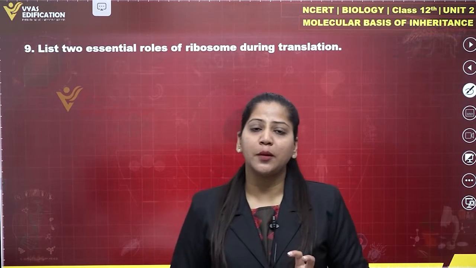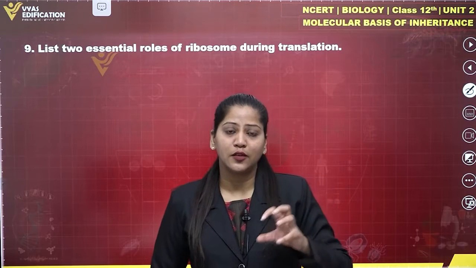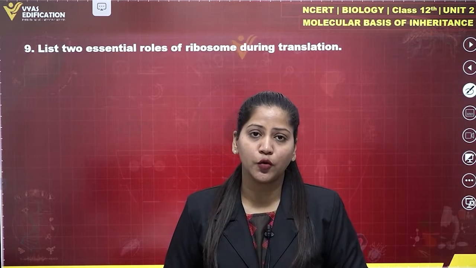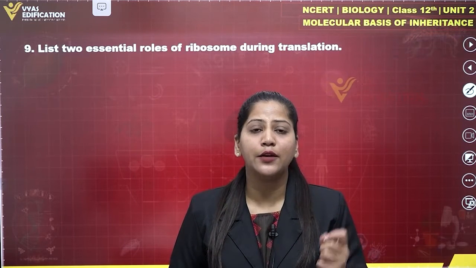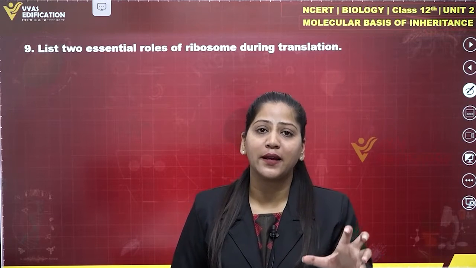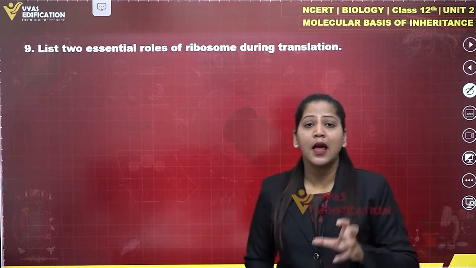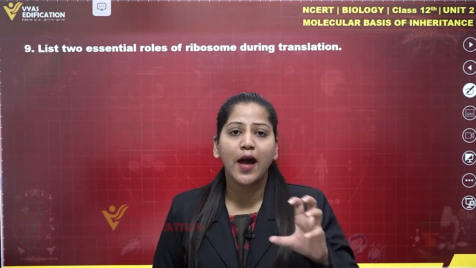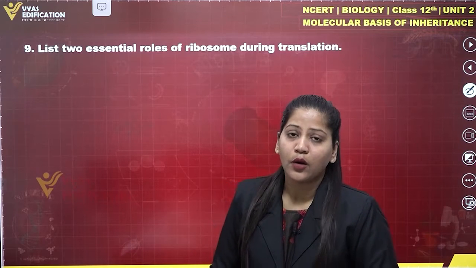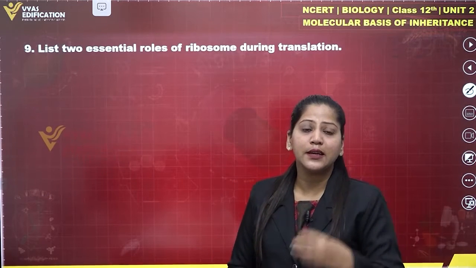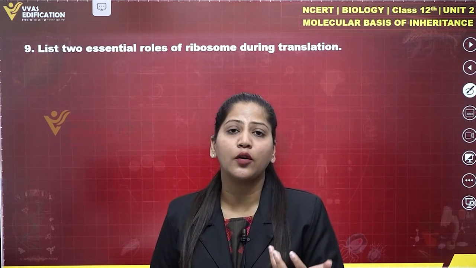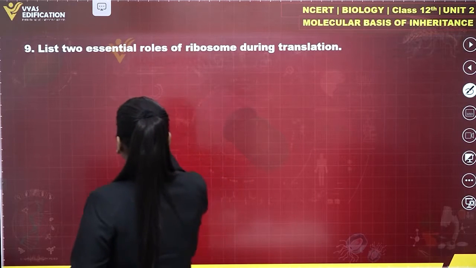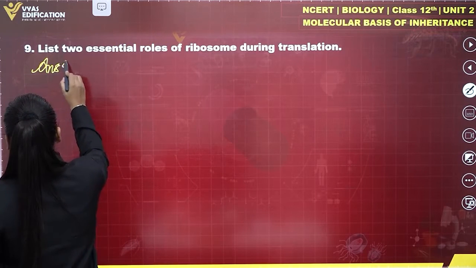Now these ribosomes are made up of 2 subunits, the smaller subunit and the larger subunit. The smaller subunit of ribosome binds with mRNA and forms the protein synthesizing complex, and the larger subunit acts as the amino acid binding site. The second function of ribosome is that it acts as a catalyst during the formation of polypeptide bonds. So these are the 2 essential roles of ribosomes, and we are going to write answer number 9.